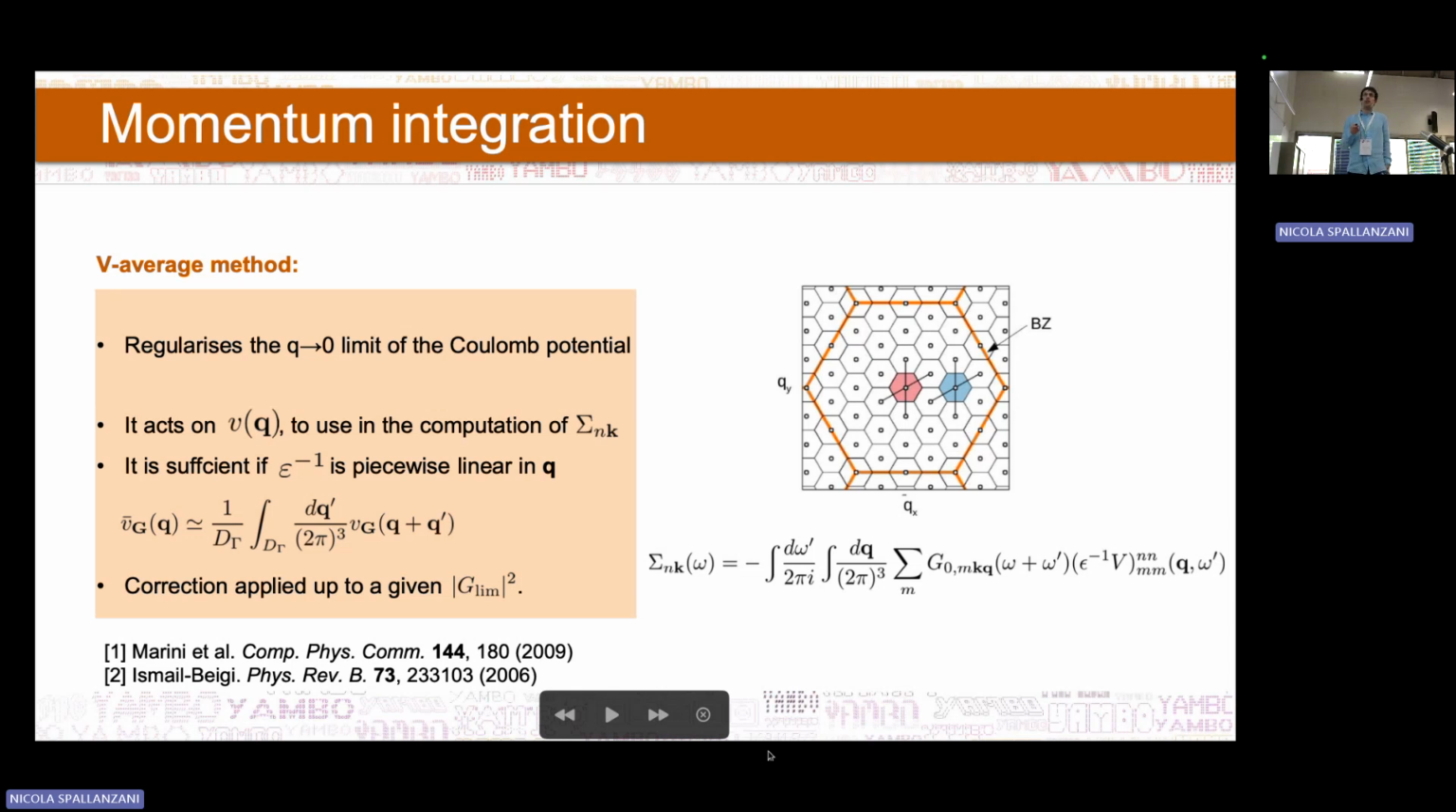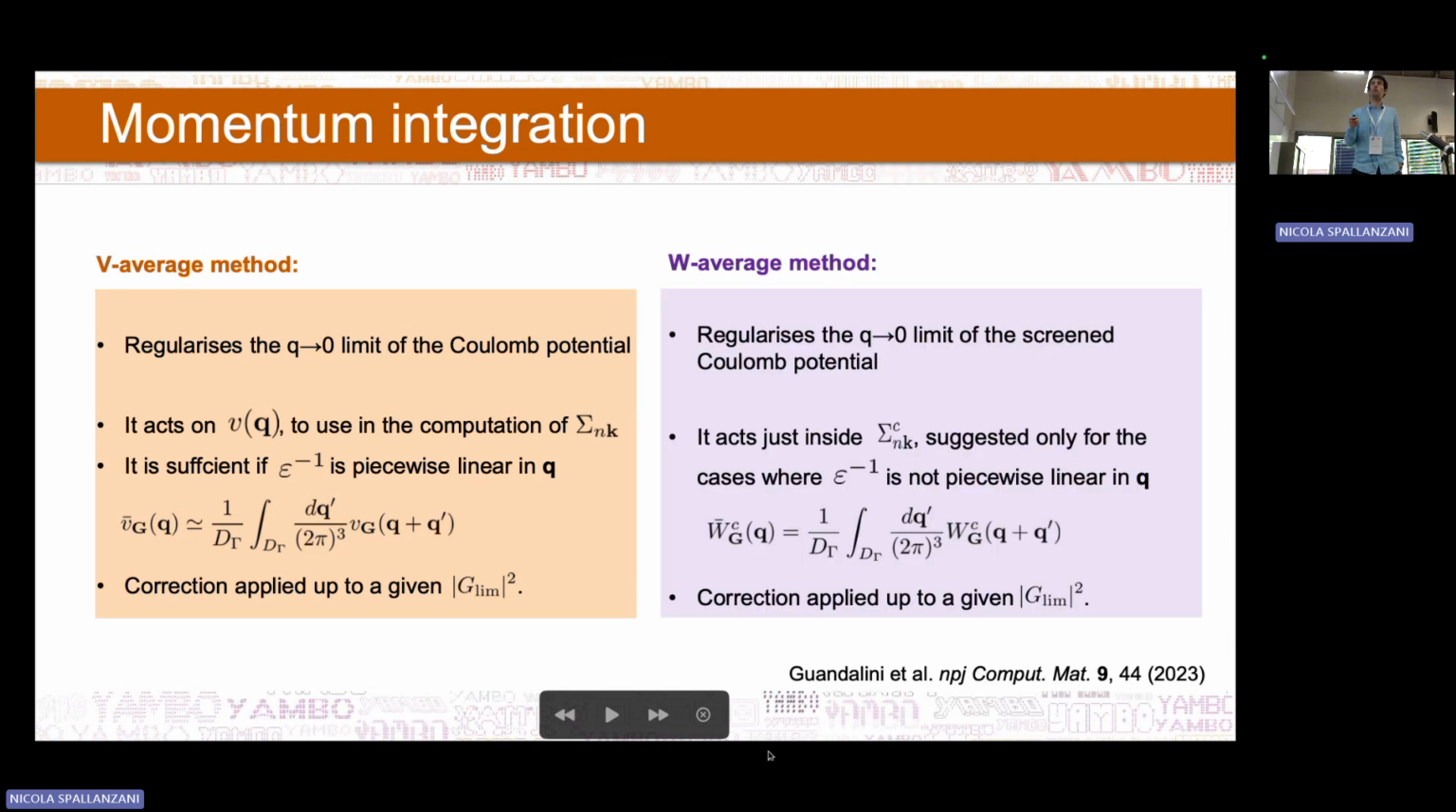This may, however, not be enough for all materials, since in certain cases you cannot treat epsilon to the minus 1 as being piecewise constant. And in that case, you don't only do an integration of the bare Coulomb potential. You need to do the integration of the screened Coulomb potential W. So the idea is exactly the same. This technique is applied precisely only in the correlation part of the self-energy.